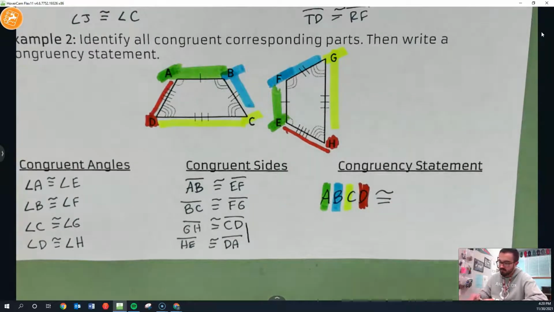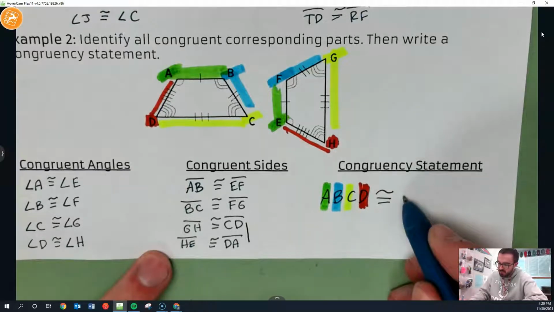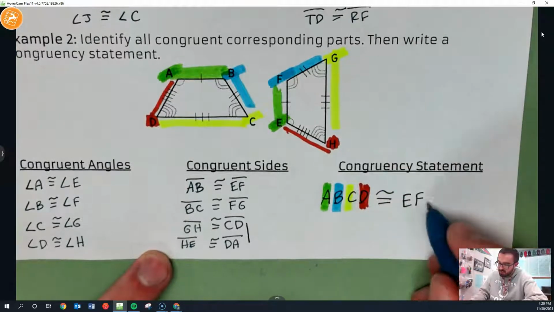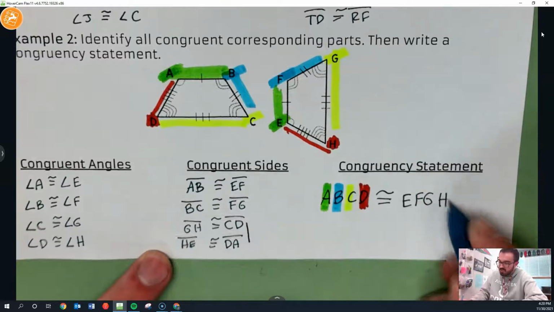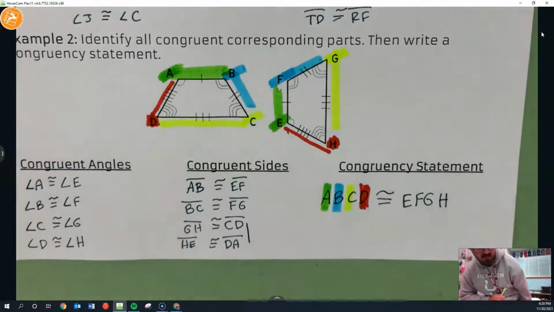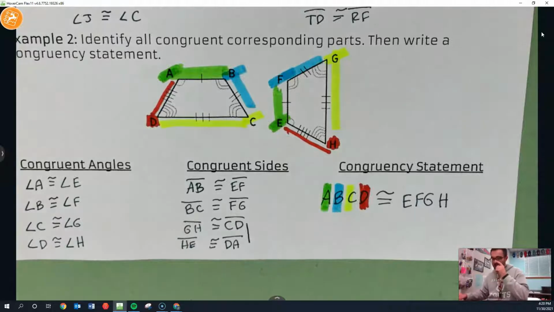So we need to make sure that we put the same letters in the same places for the other figure. So what was green? E. What was blue? F. What was yellow? G. What was orange? H. Okay, so that would be our congruency statement. Not too bad. Hopefully those of you who really like colors, this is beneficial to you.